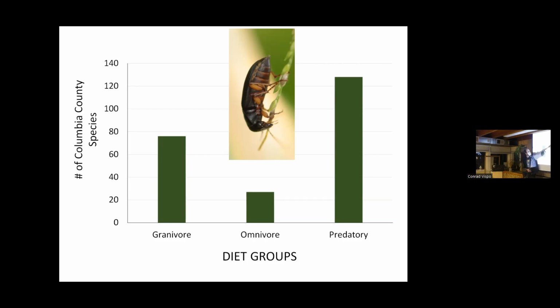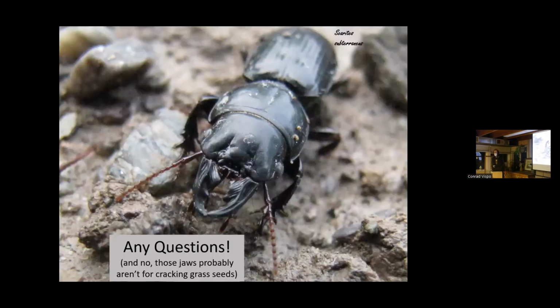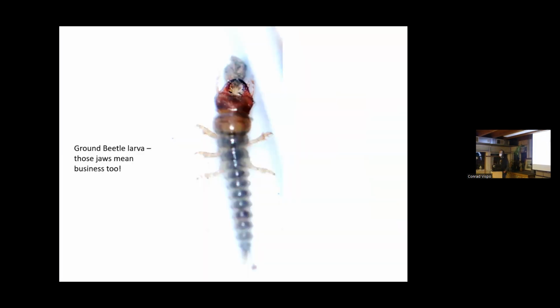Here's one of the granivorous ones eating some grass seed. But you can bet that that's not the face of a granivore. Yeah, this means business. This one is probably going to be going after caterpillars, things like that. And one thing to remember, and I'm not going to talk any more about them, but this is an example of a ground beetle larva. And look at those chompers. So ground beetle larvae also can be quite predatory. They're a lot harder to study because they're down in the soil, but they're out there doing their thing.